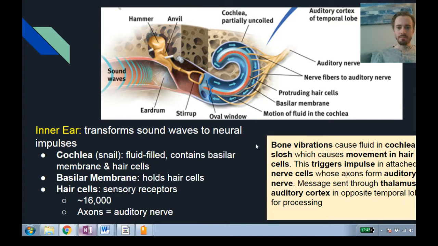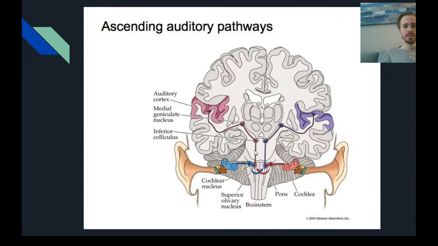So, bone vibrations, cochlea, impulses in the basilar membrane, sends it along to the temporal lobe. So again, that pathway, catch it here. It works its way up through, as you know, the thalamus. Catches on the thalamus, works its way over to eventually the auditory cortex.